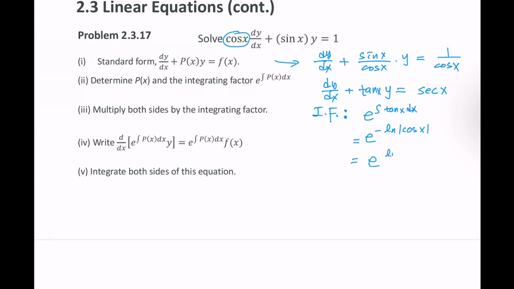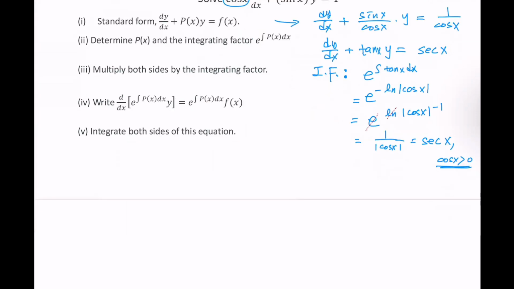That equals e to the ln cosine x to the power of negative 1. And e and ln cancel out. That is 1 over cosine x, and 1 over cosine x is secant x. So instead of keep writing that absolute value, we're going to assume cosine x is greater than 0. So now we need to multiply the integrating factor everywhere.